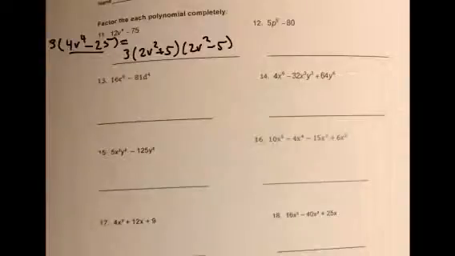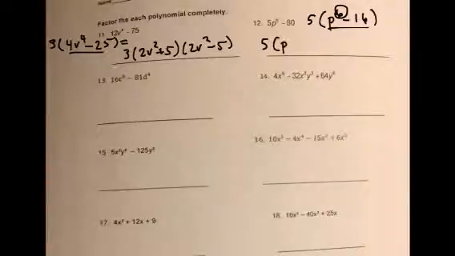For number 12, if there's a GCF of 5, I can factor out a 5, so I've got p to the sixth minus 16. So this is also a difference of squares, because that's an even power right there. So it's 5, half of 6 is 3, so p cubed plus 4, and p cubed minus 4. And that's as far as you can go.